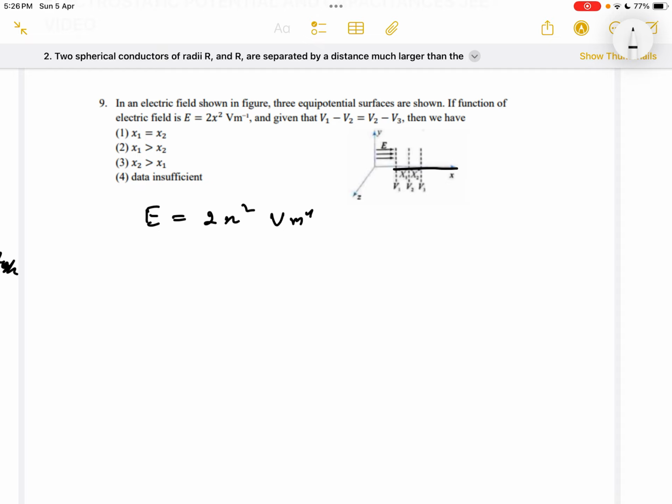And that's because it's an exponential function. The electric field increases as x square. So the same potential drop will occur for smaller and smaller distances, which brings us to a conclusion saying x1 is greater than x2. That is option 2. So option 2 is the correct answer.